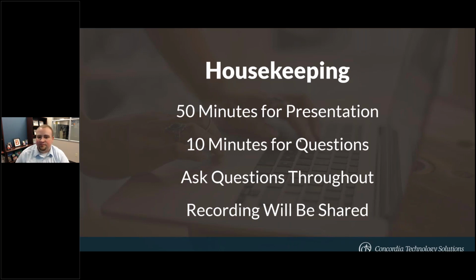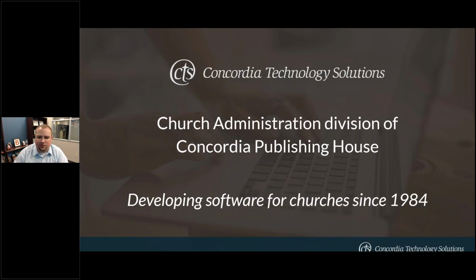Now, if you're not familiar with Concordia Technology Solutions, we are the church administration division of Concordia Publishing House. And here at CPH, we have been producing software for churches since 1984. We've been producing materials for churches since 1869, so quite a while. We're almost at 150 years. But even so, 1984 is a long time to be producing software, so we have a really good history with our customers and learning their technology needs and how we can serve them. And so we went to market with the name Concordia Technology Solutions probably about 15 years ago or so, just to kind of separate it, make sure you know that we do indeed have software here at the publishing house.